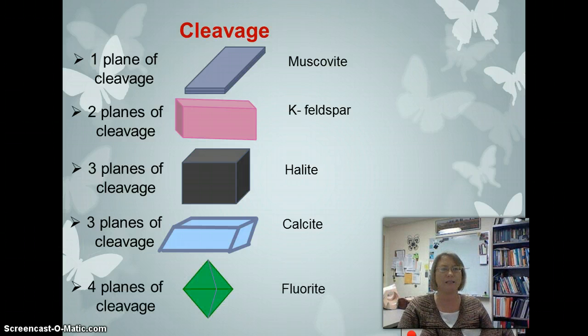Another might be four planes of cleavage, like we see on fluorite. If we were to put our fingers onto the fluorite, we would be able to get it from a top crystal to a bottom crystal parallel 1, 2, 3, 4 times. We can also have crystals with 5 planes of cleavage.